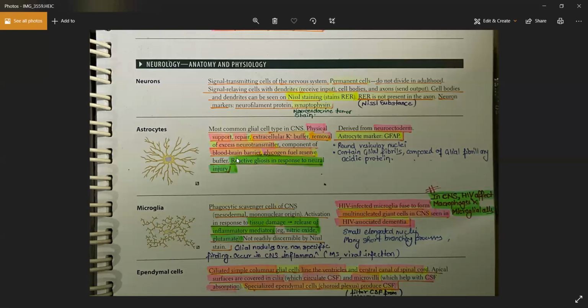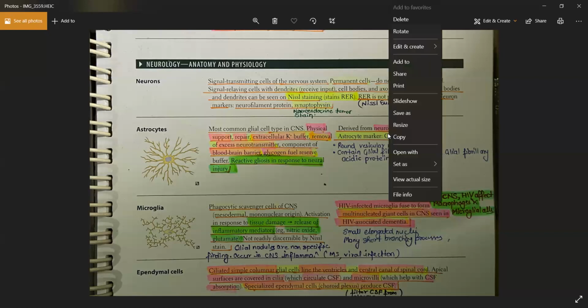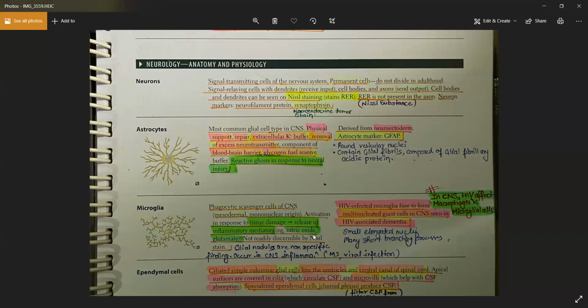And whenever any neural injury happens, they will try to repair it. They will proliferate and cause reactive gliosis. Whenever reactive gliosis is there, that means the astrocytes are proliferating there and repairing the damage. The marker of the astrocyte is GFAP. And they're derived from the neuroectoderm, just like any other CNS cell. Very important. And GFAP is basically an acidic protein, so it will show eosinophilic staining, very pinkish it will appear.